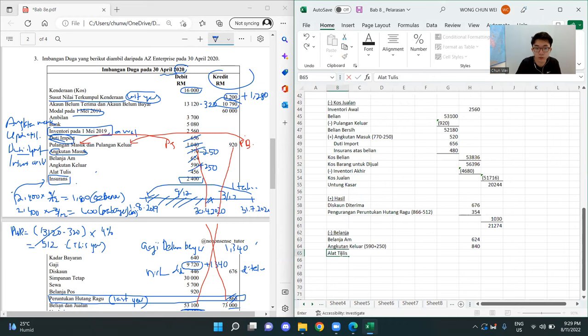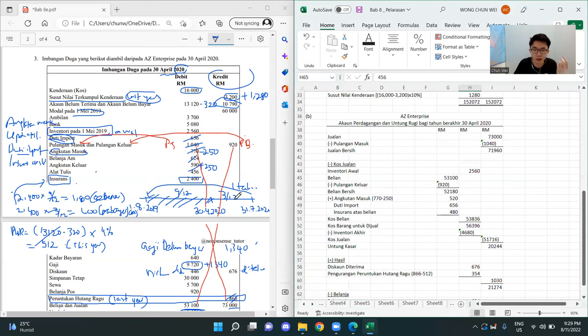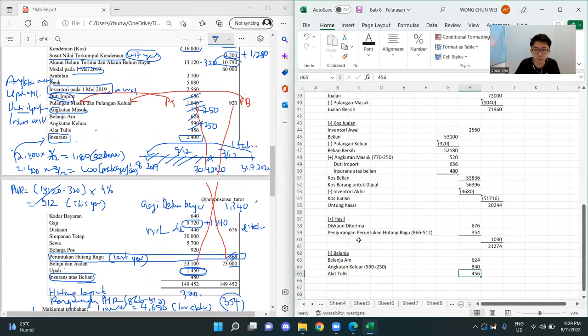Alat tulis. So this is a belanja as well. This is like your buying stationery. And because this is a small figure, that's why we cannot put it as an asset. Because for an asset, you have to use it for like a long term. All right. So we cannot put alat tulis as an asset. And for asset, right, you have to have the ability to earn money, to generate cash. But then alat tulis ada dah, tak ada. That's why we cannot put it here. Cannot put it as an asset. We put it as like a belanja, and it's just 456. Isn't it weird to have 456 in your asset? All right. So that's why we put it as a belanja.